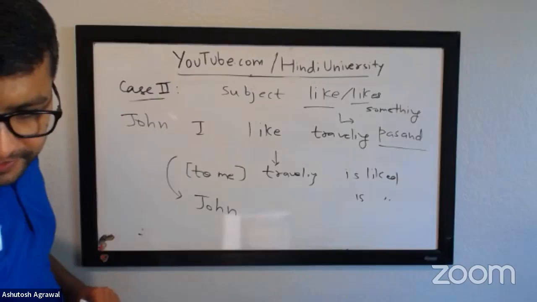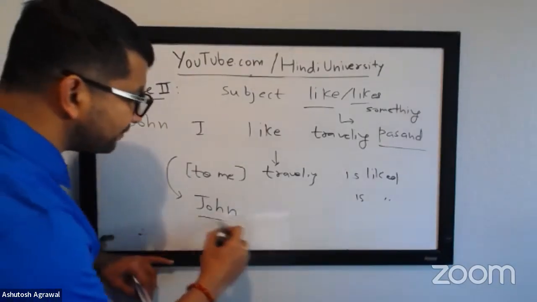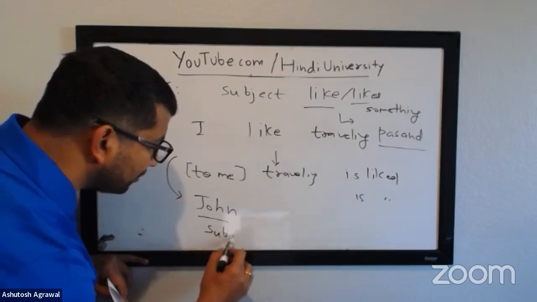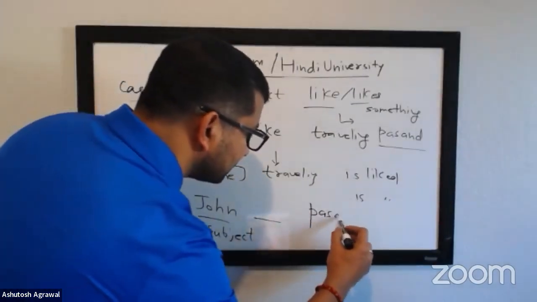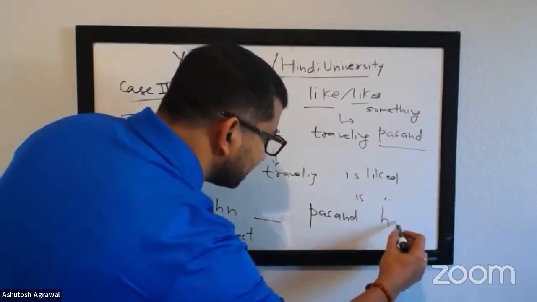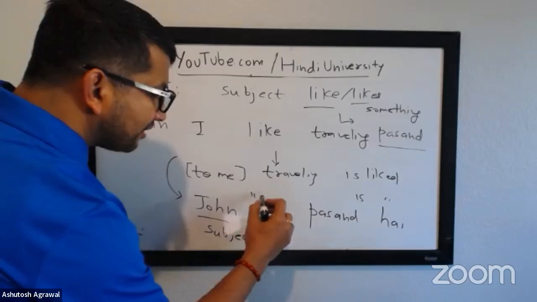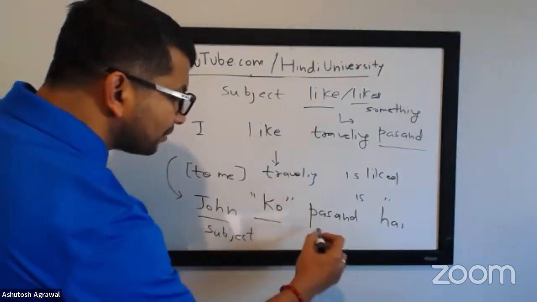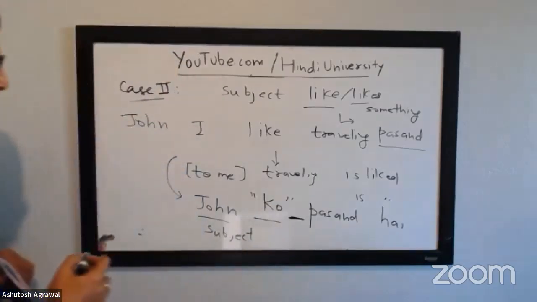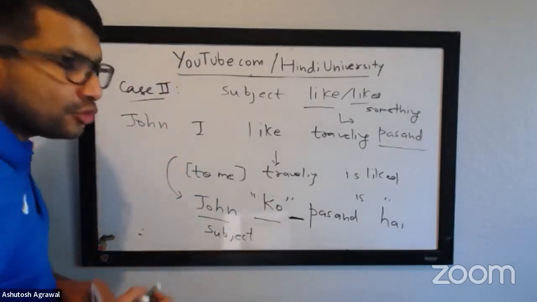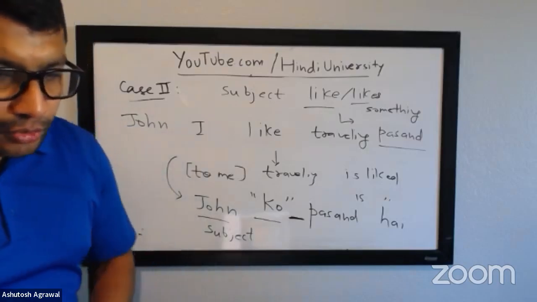Give me one minute. So basically the pattern for you is you have a subject, which is your John, and then you have pasand, ending with hai. So subject, marked with ko: subject ko pasand hai, and then you put something here. Okay, John को क्या पसंद है? John को traveling पसंद है.